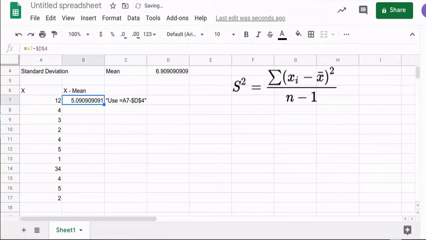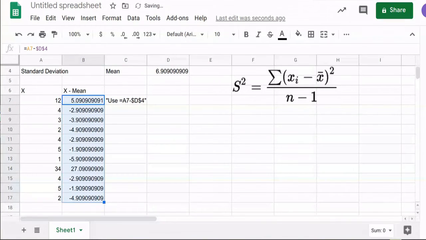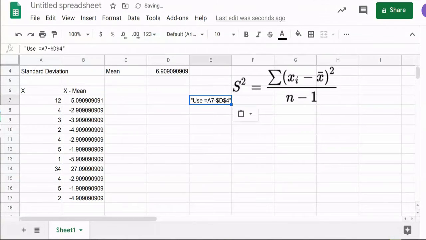Now, in order to get the difference for all those, you literally just have to copy that down. And you notice how I did that. All I did was I selected the cell that has the equation in it, and then I clicked the bottom right toggle of the box and pulled it down.